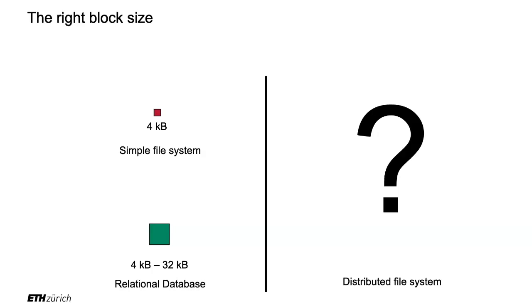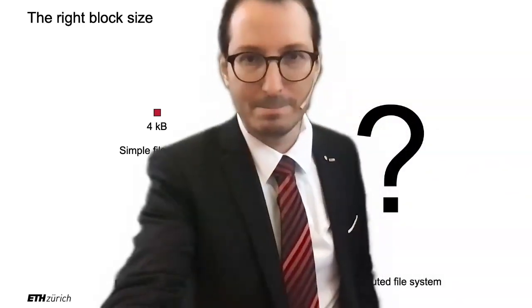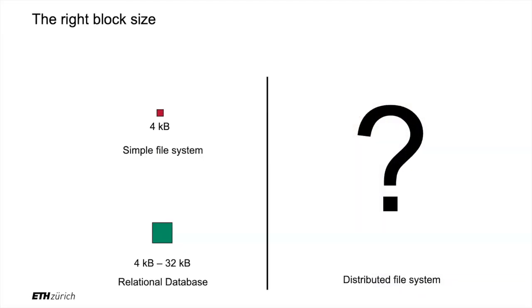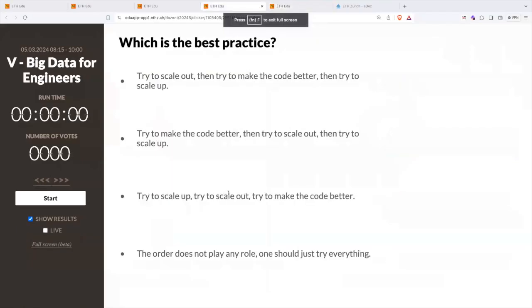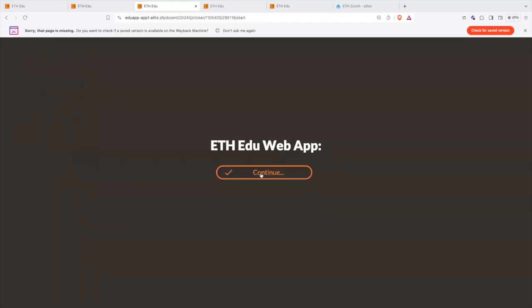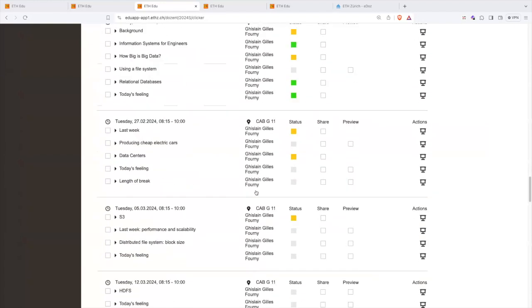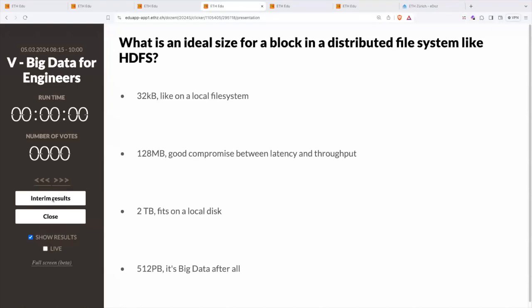Now I'm going to ask you the question and see what you think, how large these blocks should be. So what is an ideal size for a block in a distributed file system like HDFS?